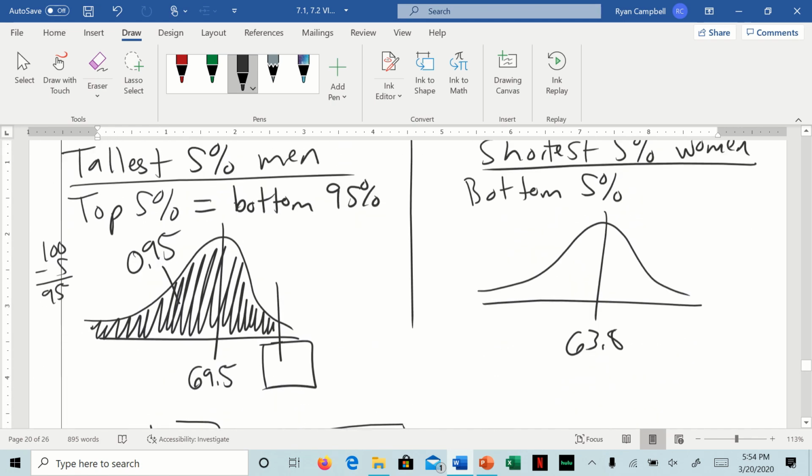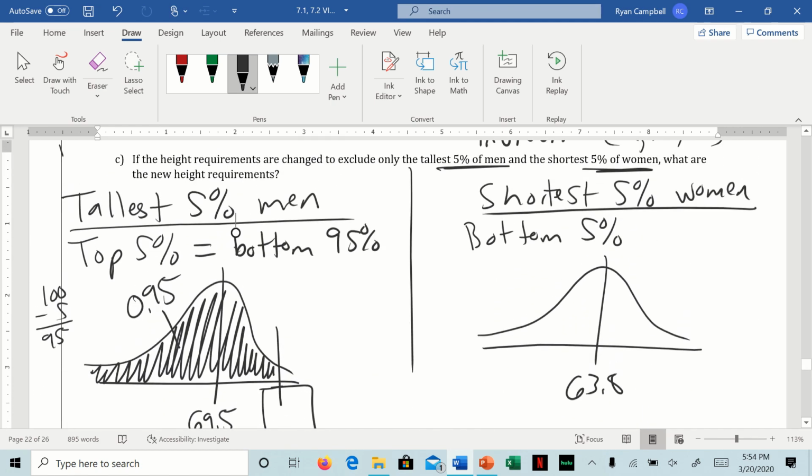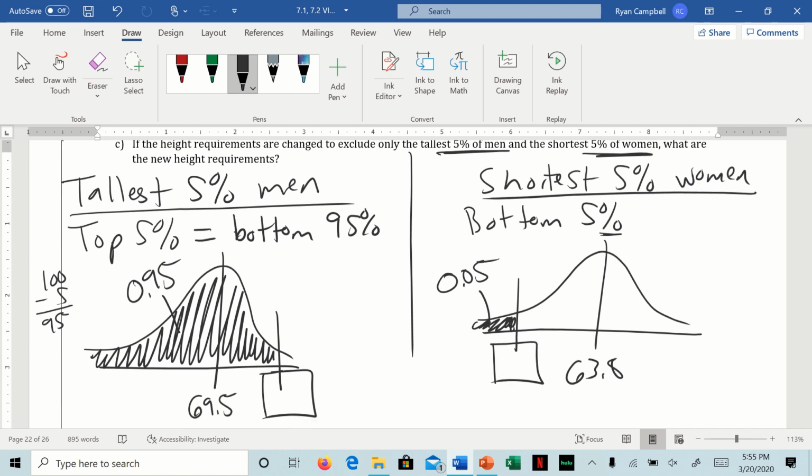Good. So since it's the bottom 5%, if we come from the left up to the mean, too far, not far enough. Way too far. That was 50%. We need to back it up to 5%. Good. And where's the 5% going to go? Does it go down there or up here? Hopefully you saw the percentage, so that goes up here. That's the 5%. That's the value we're trying to find.